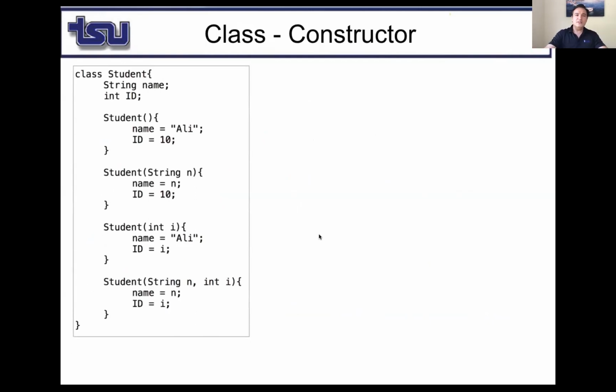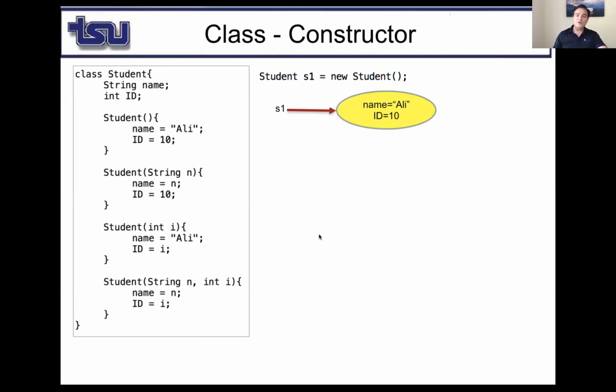Here is a simple example. I have class Student. I have data members right there. I have 1, 2, 3, and 4 constructors in this case. The first one does not have any input arguments. That's called the default constructor. So our default constructor is this one. And then the second one takes a string as input. The third one takes an int as an input. The fourth one takes a string and an int as input.